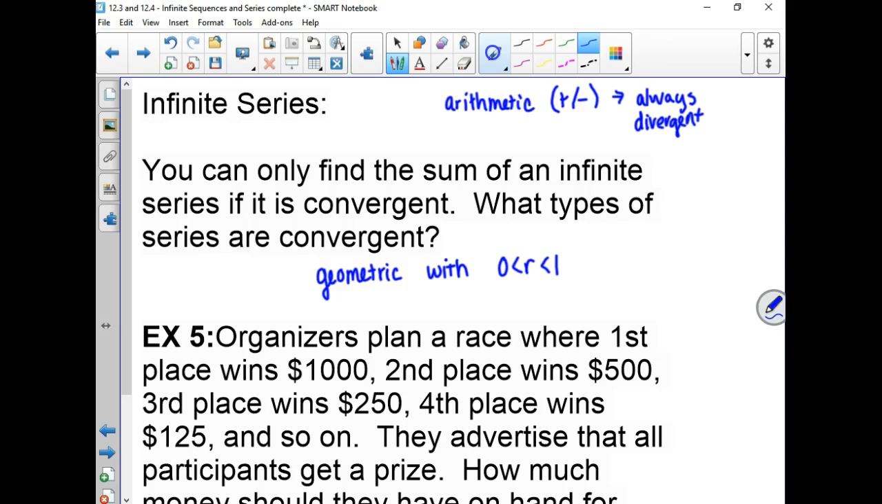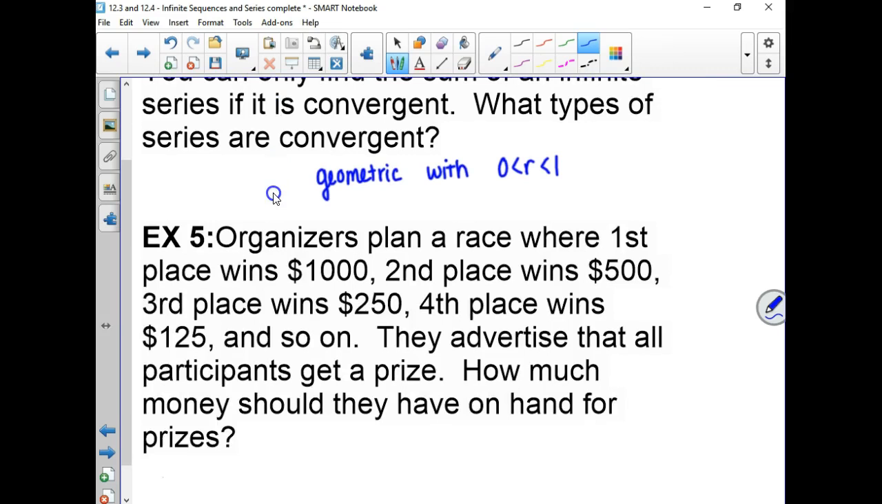So this is the problem I was talking about yesterday that I think is very interesting. Organizers plan a race where first place wins $1,000, second place wins $500, third place wins $250, fourth place wins $125, and so on. They advertise for this race that every single participant gets a prize. How much money should they have on hand for prizes? So they're going to give every person that participates a prize following this pattern. Like if you were in 5th place, you'd get half of $125.